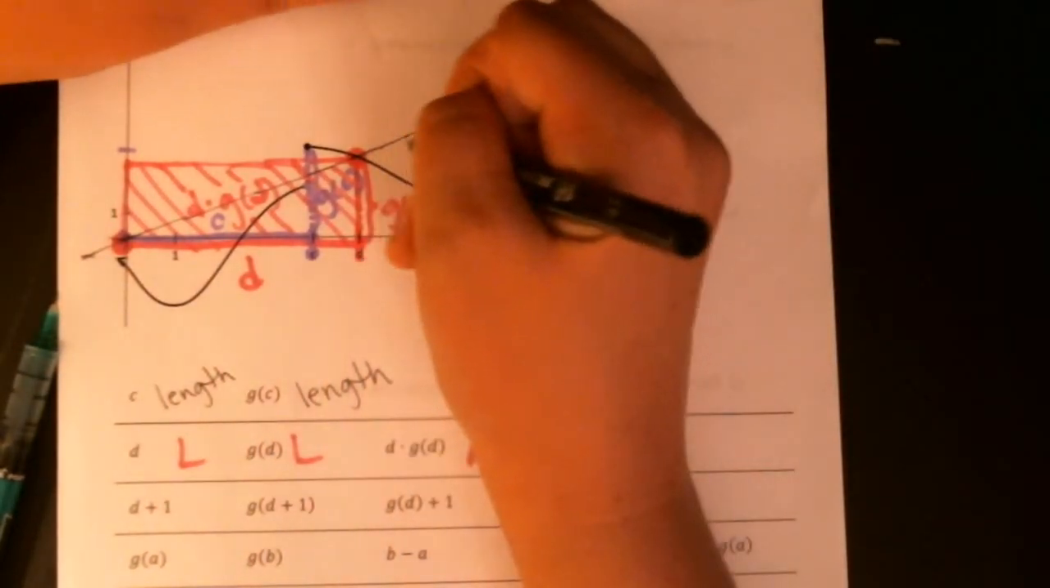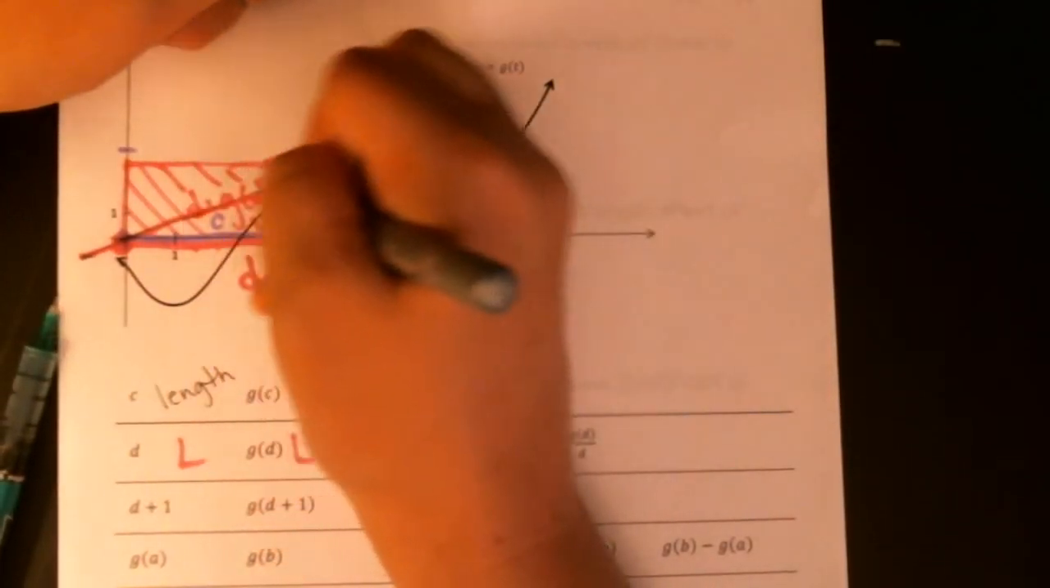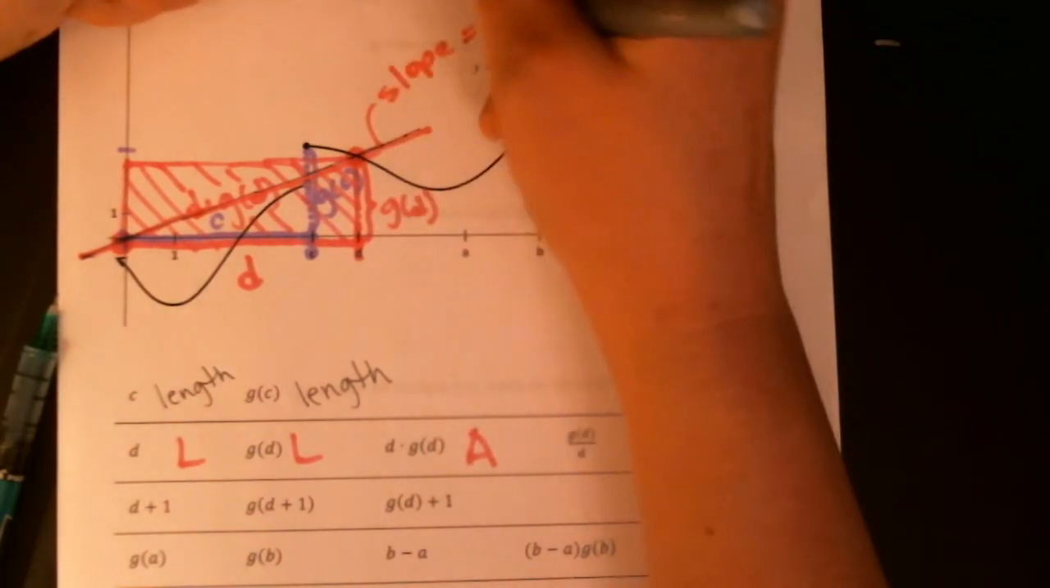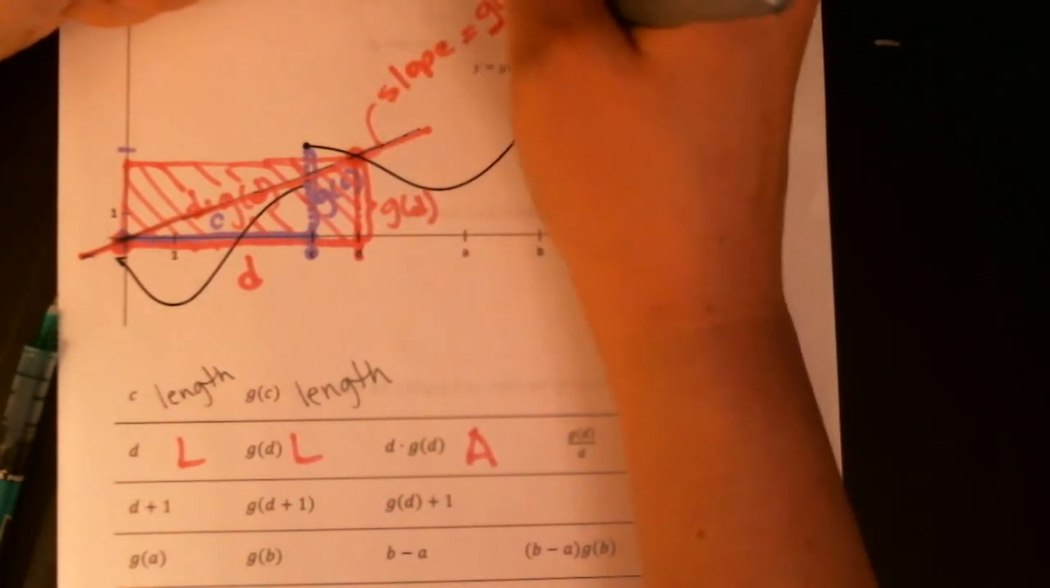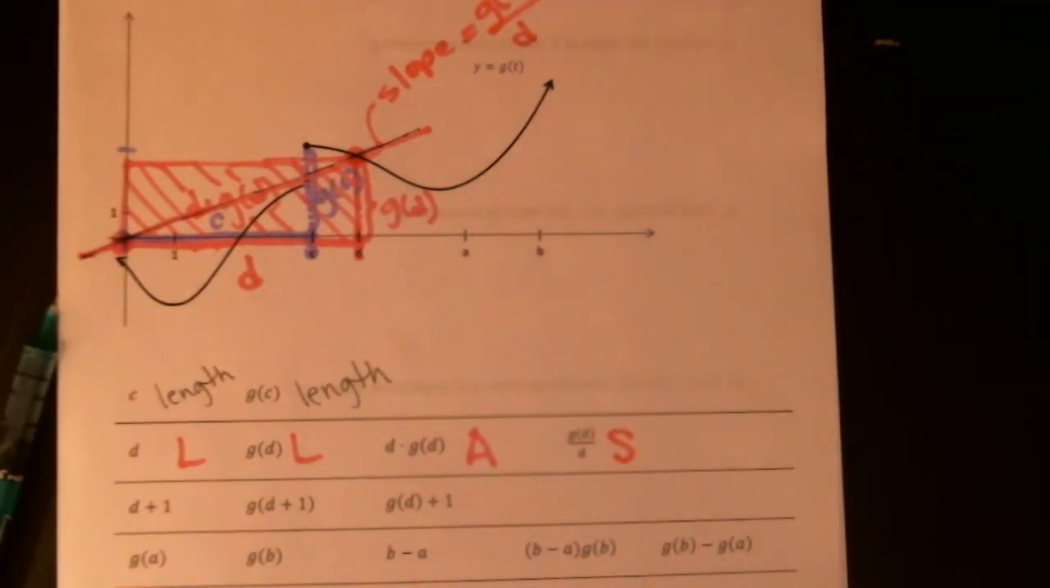Okay, so there's my line. And the slope of that line is G of D divided by D. So the reason it doesn't fully look like average rate of change is just because one of the points is 0, 0. So it's really G of D minus 0 over D minus 0 that gives us that average rate of change look.